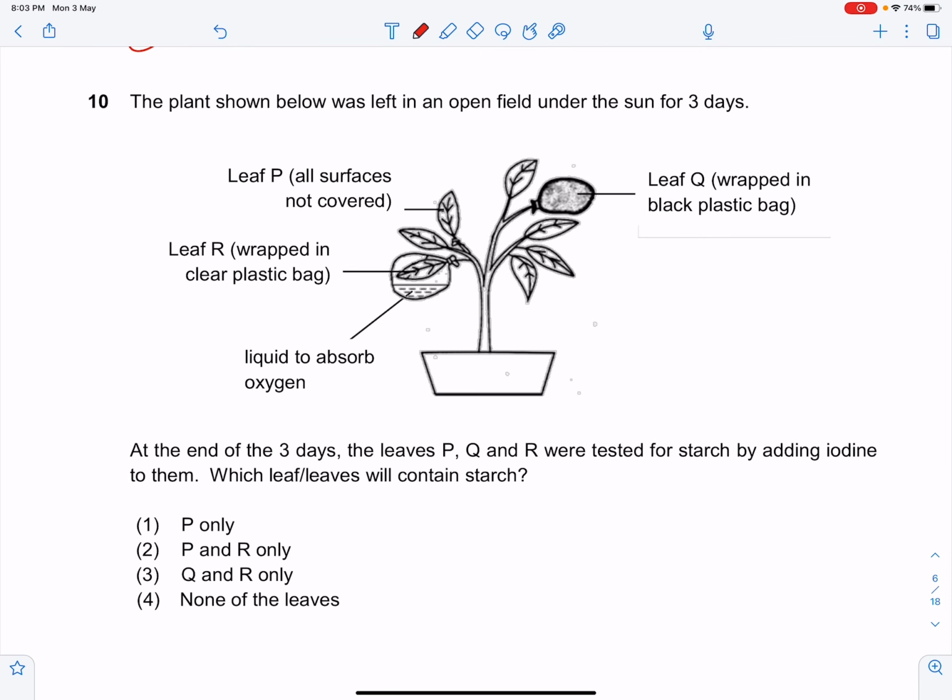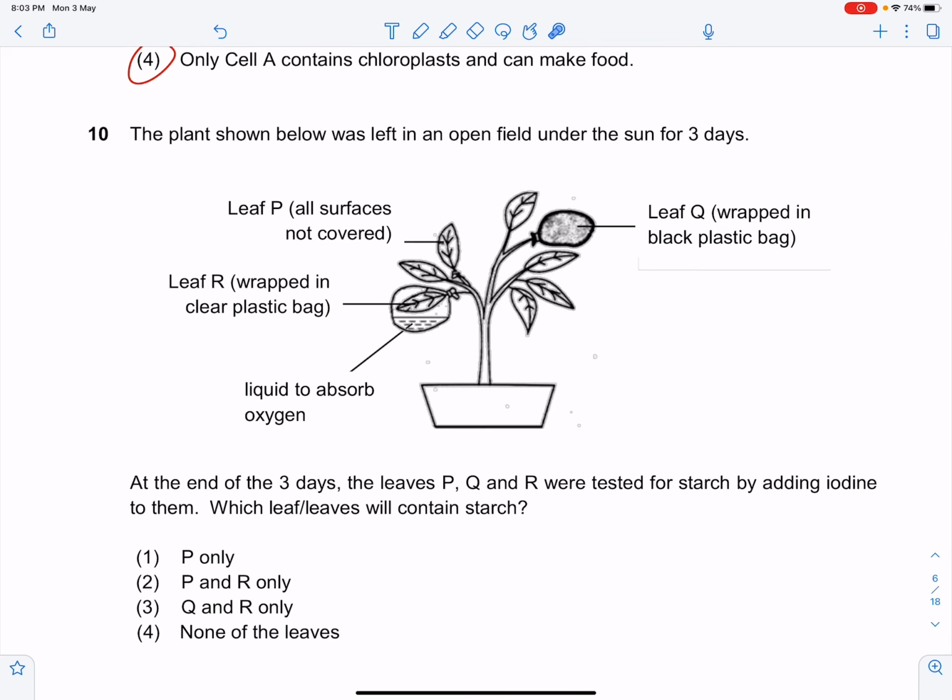Now, the plant below was left in an open field under the sun for 3 days. Okay. At the end of 3 days, they said that plants P, Q, R were tested for starch by adding iodine to them. So this is a test about the starch test. So this chapter falls under plant nutrition. All right. So let's take a look at it.